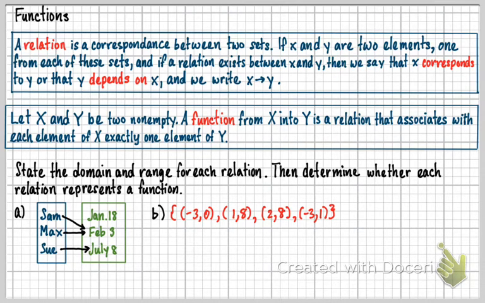So I'm going to look at each x element here. I take Sam, for instance. Does Sam go to exactly one element of y? It does. It only goes to February 3rd. Now I'm going to go to Max. Does Max only go to one element of y? It does. It only goes to February 3rd. So then I go to Sue. Does Sue go to only one element in y? It does. It only goes to July 8th. So then I would say this is a function.